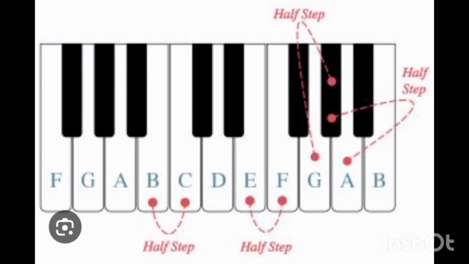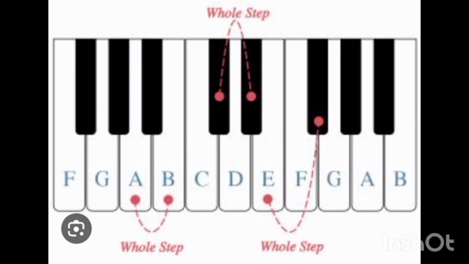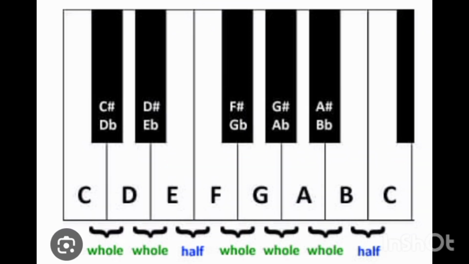A half step on the piano is the distance from one note to the very next note, whether it be white or black. A whole step, however, skips one note, whether it be white or black. A major scale on the piano consists of a sequence of whole steps and half steps. It goes like this: whole step, half step, whole step, whole step, half step.